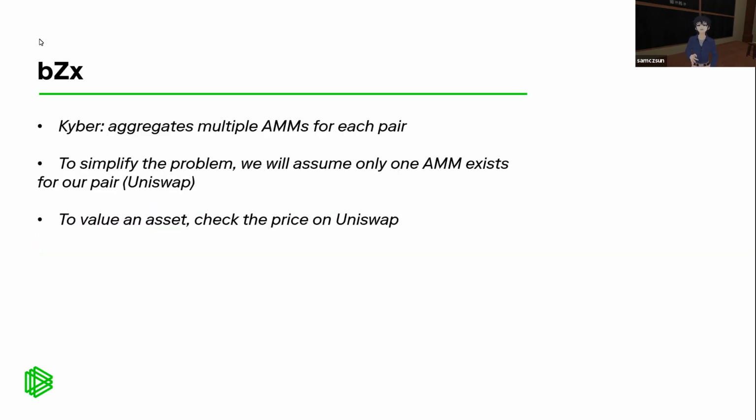Now, Kyber is, to put it very simply, an AMM aggregator. It basically, for each pair of assets, aggregates a bunch of AMMs and then finds you the best price across all of them. To simplify the problem, we're only going to pretend like there's only one AMM in question. In this case, we're going to pretend it's Uniswap, which means that if we want to use Kyber to check the price of an asset, we're essentially checking the price of the asset on Uniswap.